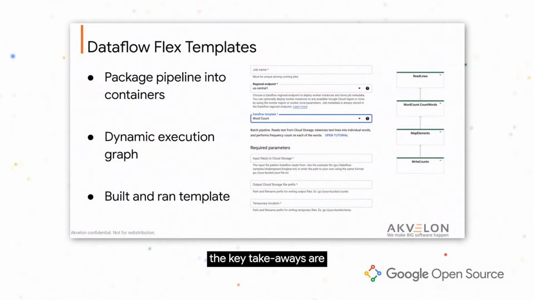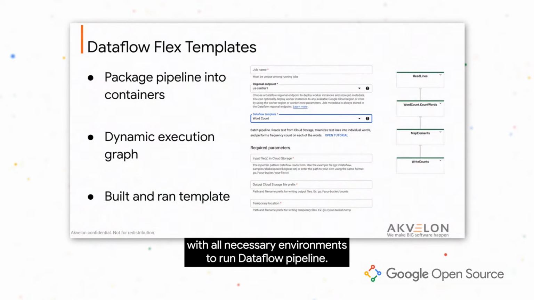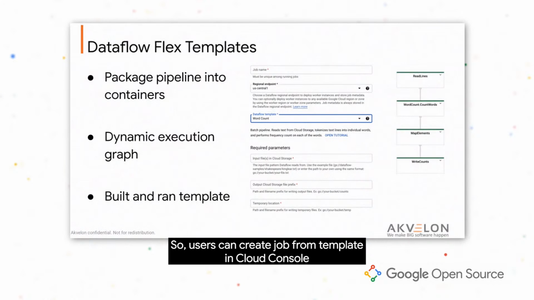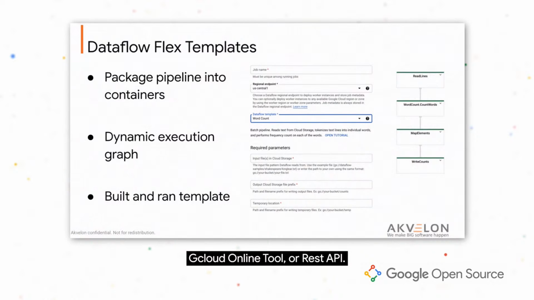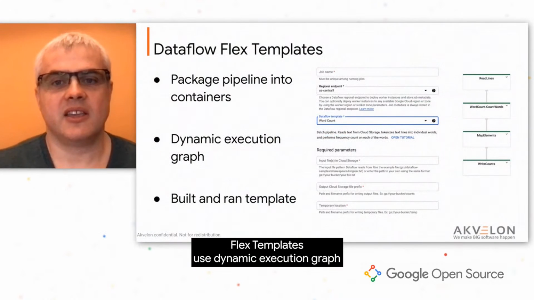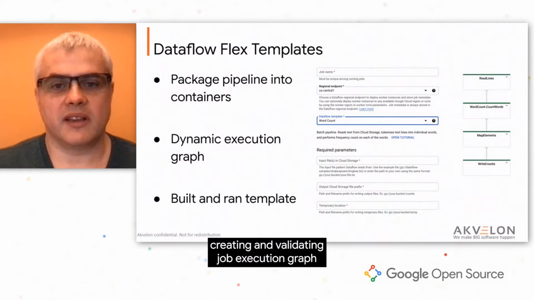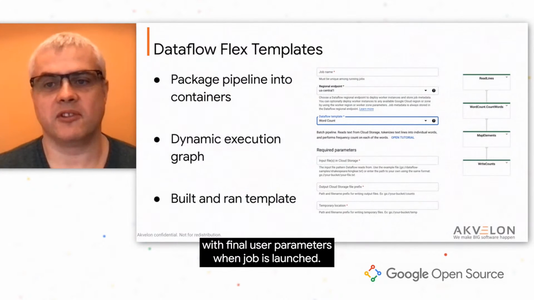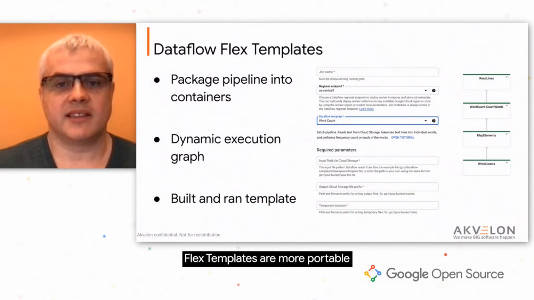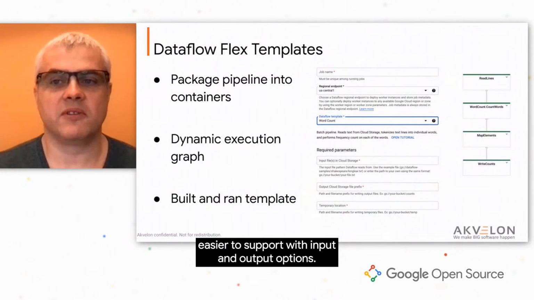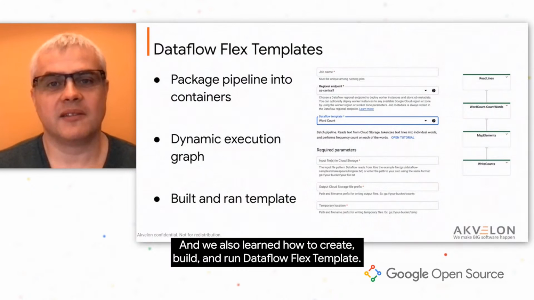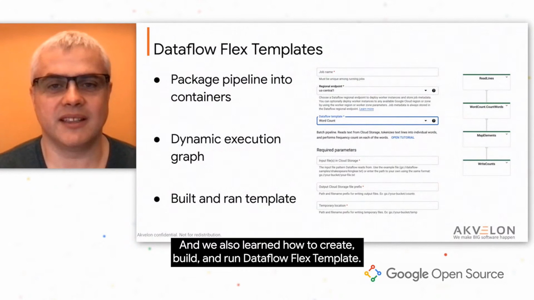Summarizing today's session, key takeaways are Dataflow Flex templates are containerized packages with all necessary environment to run Dataflow pipeline, so users can create job from template in Cloud Console, gcloud command line tool, or REST API. Flex templates use dynamic execution graph, creating and validating job execution graph with final user parameters when job is launched. Flex templates are more portable, easier to support with input and output options. And we also learned how to create, build, and run Dataflow Flex template.